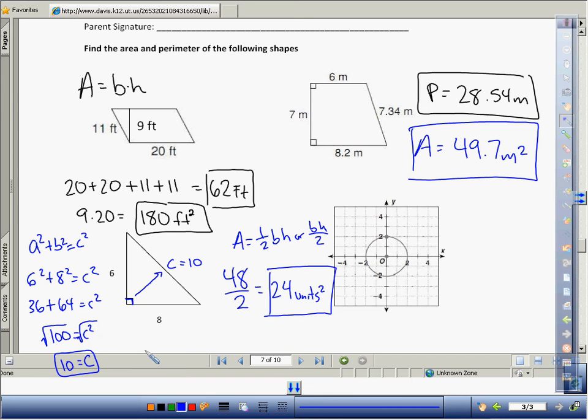Is that my perimeter? No. I need to add my 10, my 6, and my 8 together to get my perimeter. So I add my 10, my 6, and my 8, and I end up with 24 units for my perimeter. And that is just a coincidence that they are the same there. Okay, so we've got 24 units squared for our area, 24 units for our perimeter.